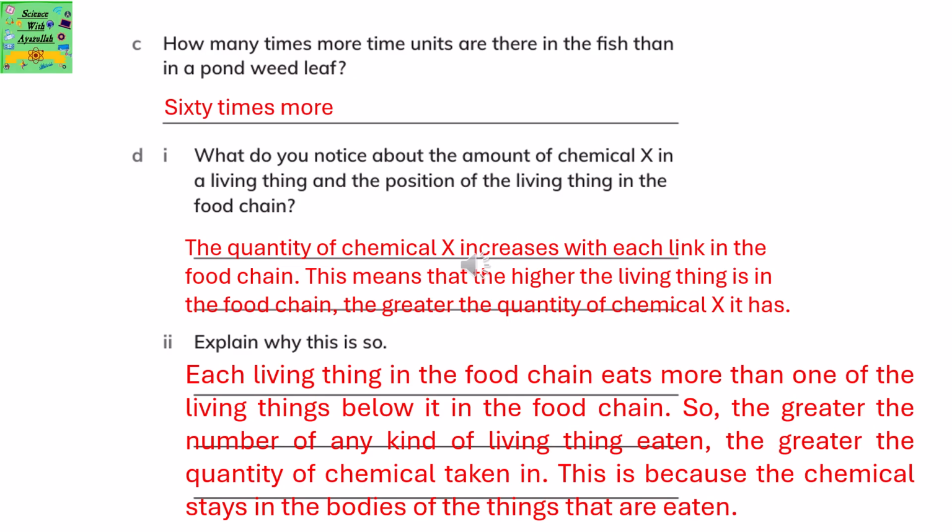Explain why this is so. Each living thing in the food chain eats more than one kind of living thing below it in the food chain. So a carnivore will be eating the herbivores and different kinds of herbivores. So the greater the number of any kind of living thing eaten, the greater the quantity of chemical is taken in. So if a carnivore is eating two or three herbivores and one more omnivore, then that much amount of chemical it is consuming. This is because the chemical stays in the bodies of the things that are eaten. The chemical was already in the bodies of the omnivores and the herbivores.